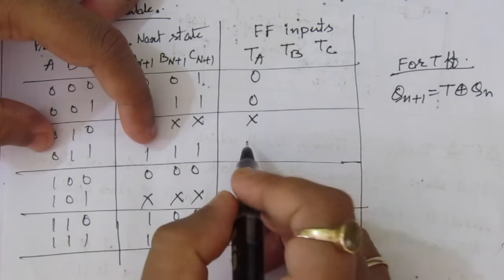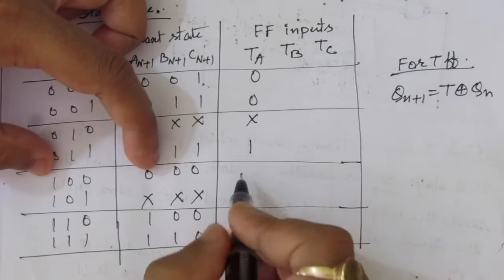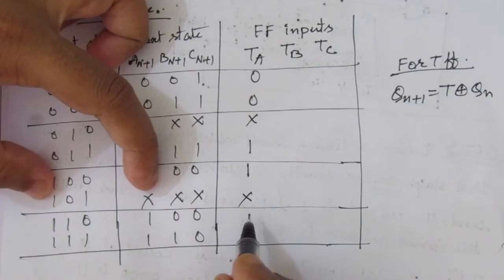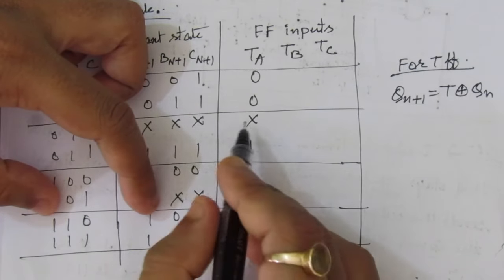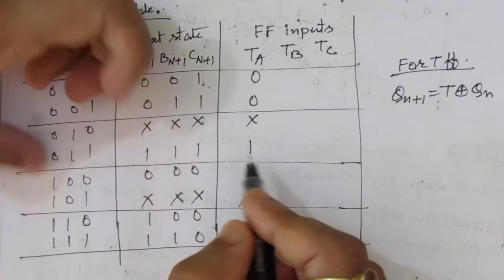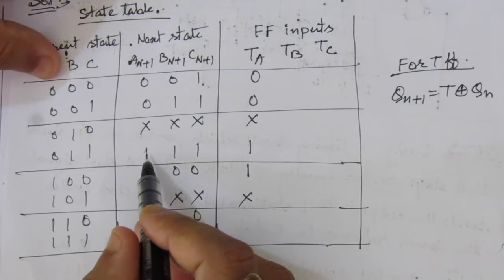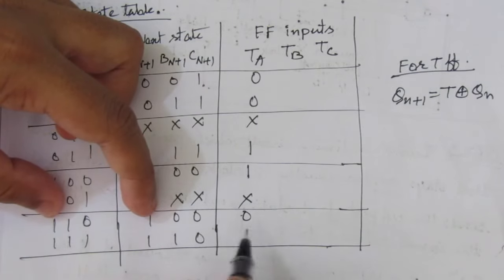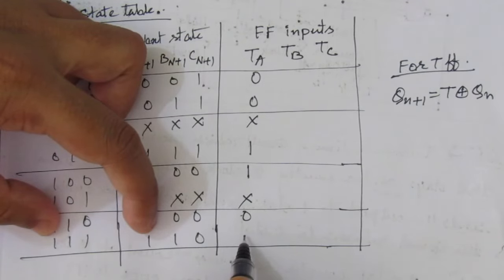So for 0 to 1, this TA should be 1. So 1 0, this will be 1. And again we have a don't care condition, so we'll write don't care here. This don't care means we do not know what the inputs are, and we also do not know about the next state output. So next we have 1 1, so it will be 0. That means no transition. 1 1, it will be 0.